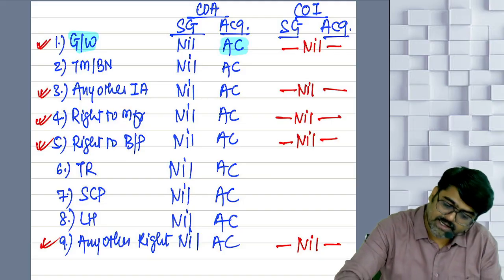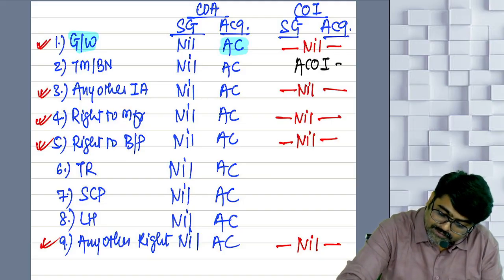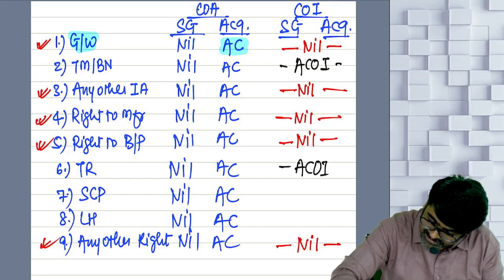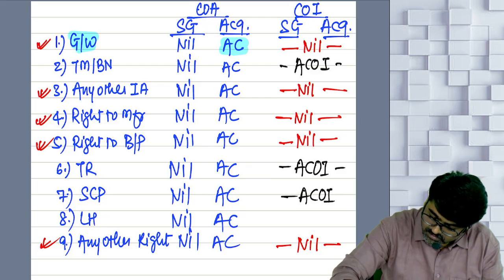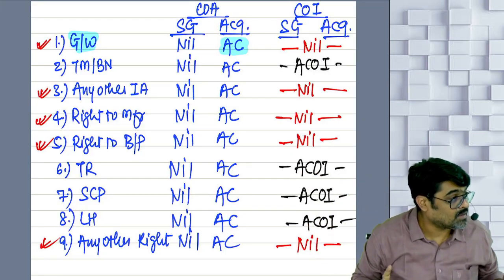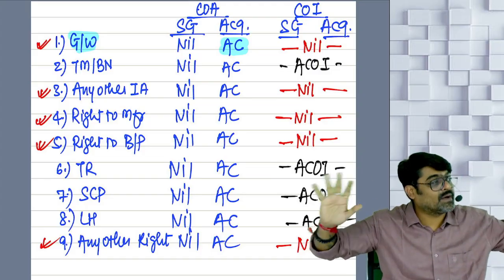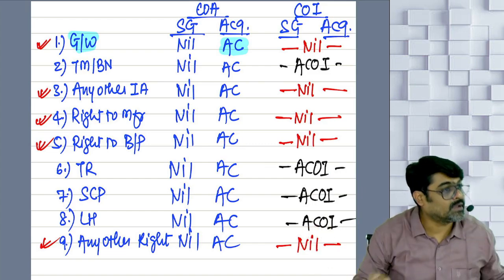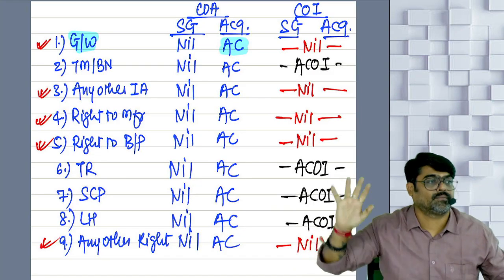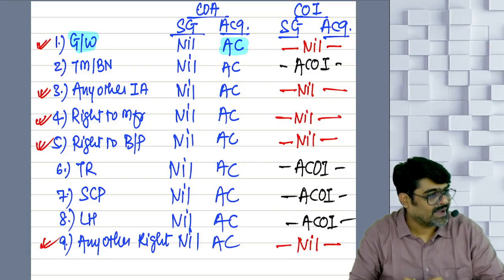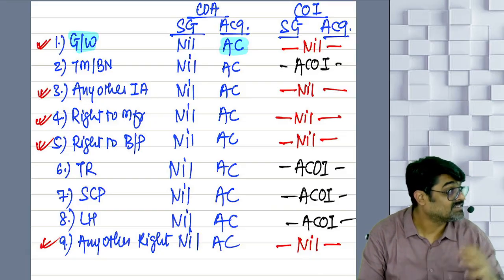So for other assets, ACOI, actual cost of improvement, if incurred, you can reduce. But remember, for the first 5 assets which I have told you, cost of improvement, irrespective of anything, you have to take that also nil. Will you remember this? This is a summary table.